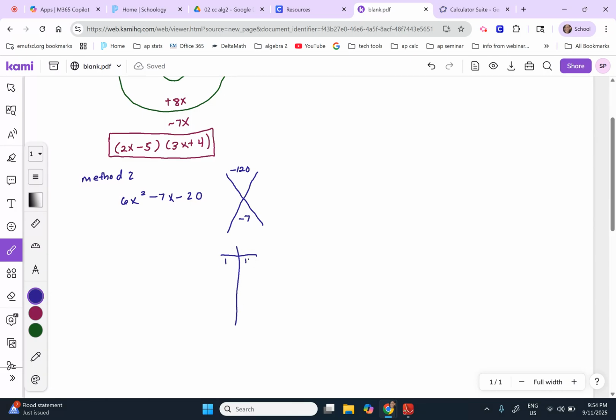So 1 and 120, 2 and 60, 3 and 40, 4 and 30. We'll worry about the signs afterwards. 5 and 24, 6 and 20, 8 and 15, and 10 and 12.